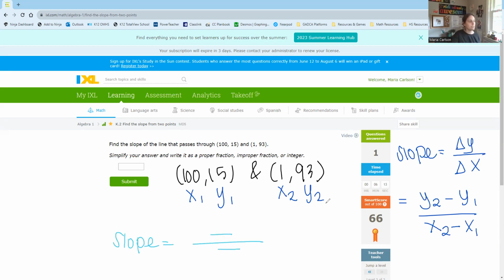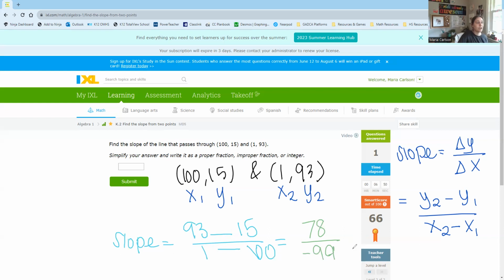Our y2 is 93. I'm just going to go ahead and start filling it in. Minus my y1 is 15. My x2 is 1. Minus my x1 is 100. Now 93 minus 15 is equal to 78. I'm putting it in the calculator to double check myself because I made a mistake last time. 93 minus 15 is 78. And then 1 minus 100 I know is negative 99.